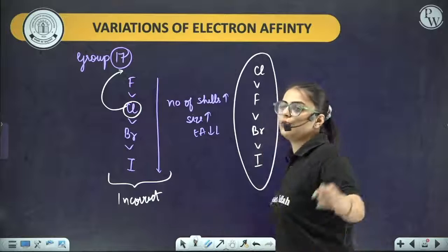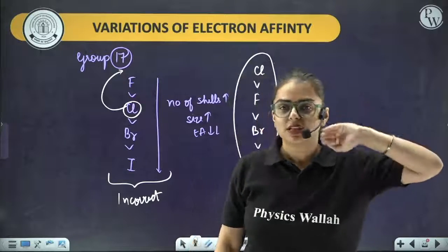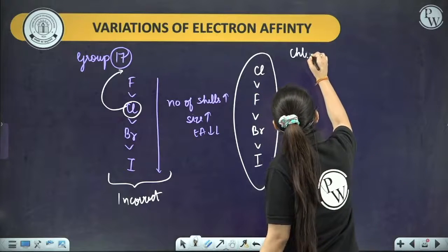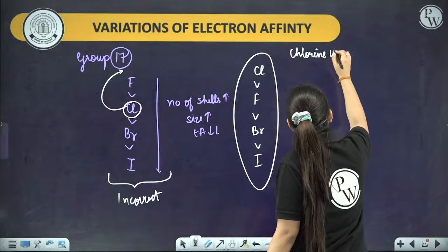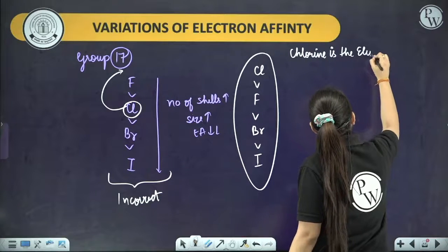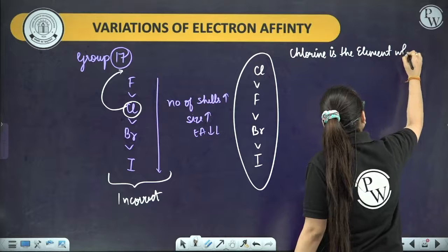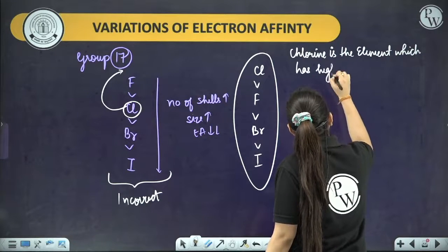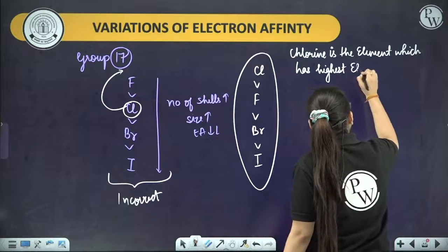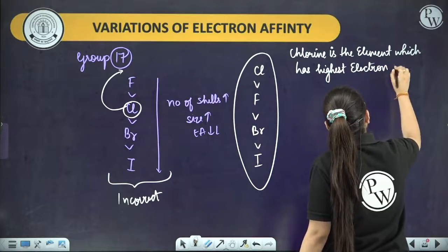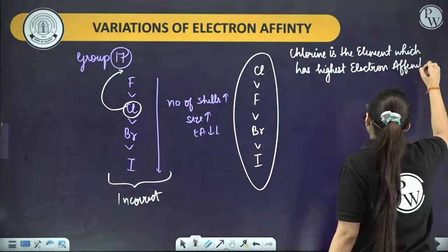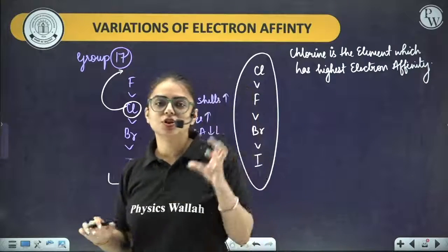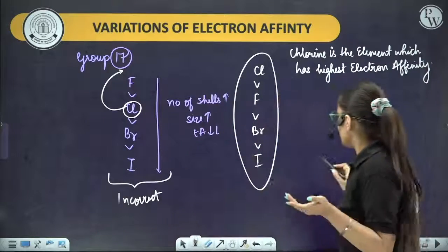Also, students, I told you that across a period this is going to increase because size decreases. If it will increase, that means chlorine is the element which has the highest electron affinity, and fluorine is the one which has the highest electronegativity. Now the same trends occur in all of the cases, but yes, in the oxygen family it is quite different, so I am writing for them as well over here.